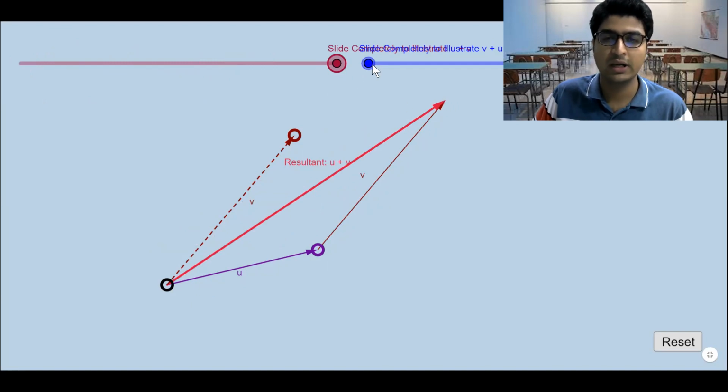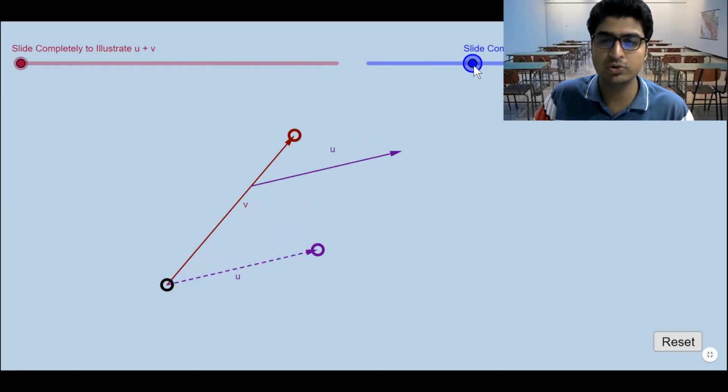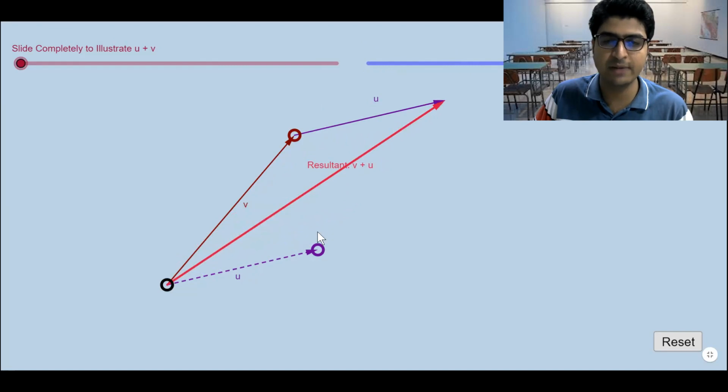Let's see the same thing. If I pick up this one and place it here, we are actually reaching the same point. So you can pick any one of them and place it on the head of the other vector. This is the resulting vector.